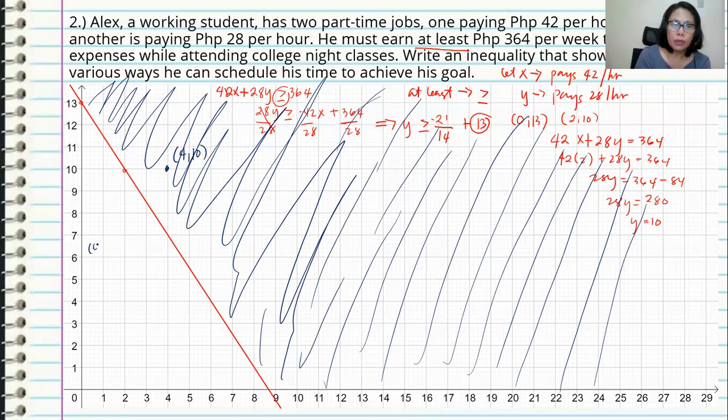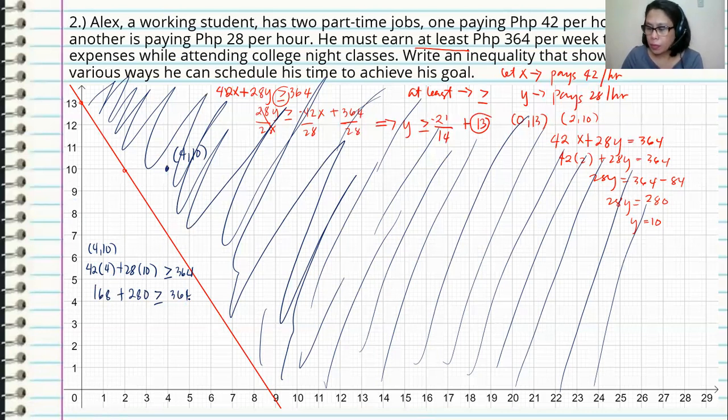So we have 42 times 4 plus 28 times 10. And this must be greater than or equal to 364. So 42 times 4 equals 168, while 28 times 10 is 280. Is this greater than or equal to 364? And this exceeds 364. So this is considered as a possible solution.